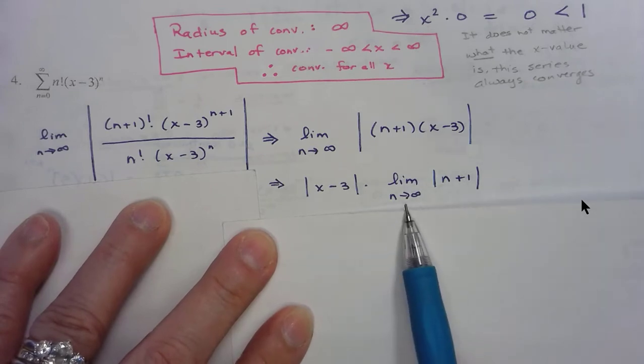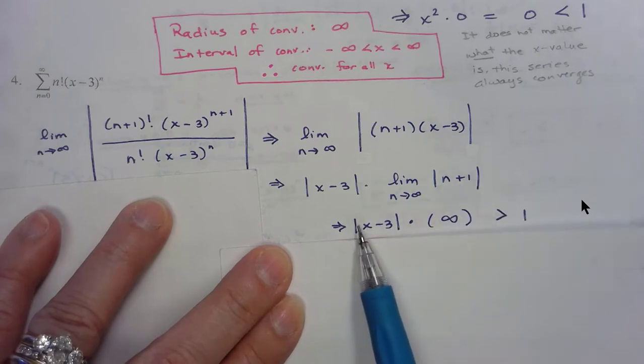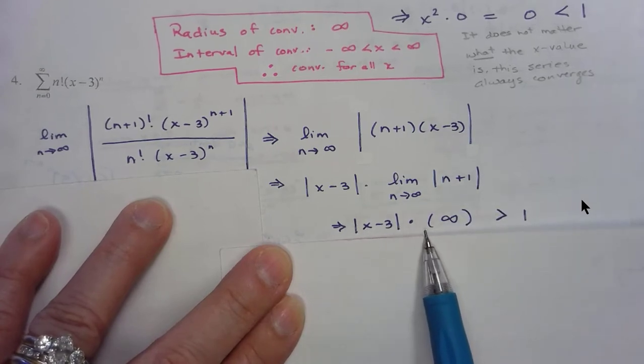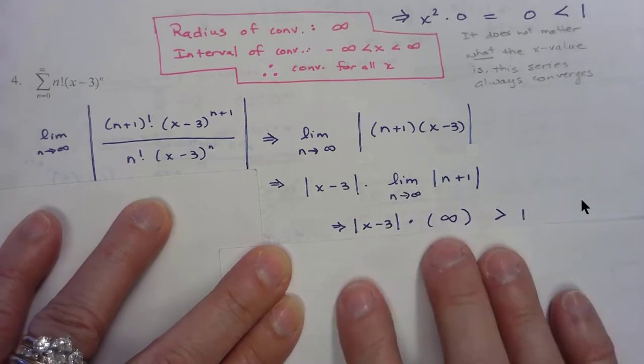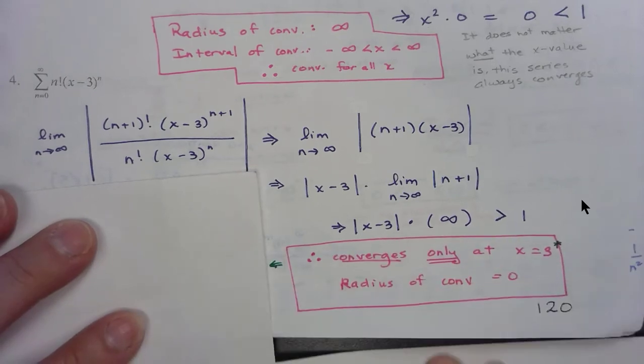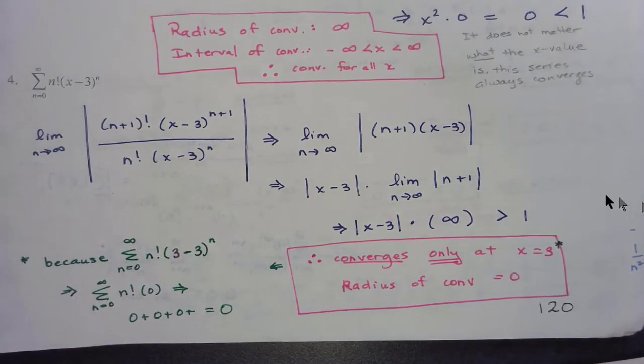As n goes to infinity, that is infinite. So what I get is the absolute value of x minus 3 times my limit here will always be greater than 1, except for one case. Only at 3 will this converge.